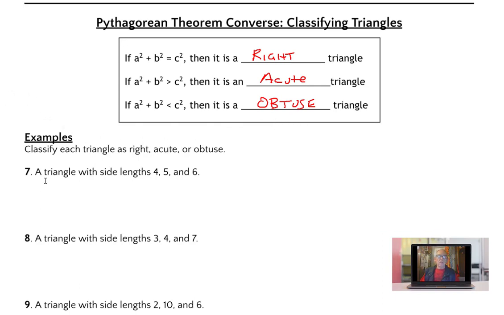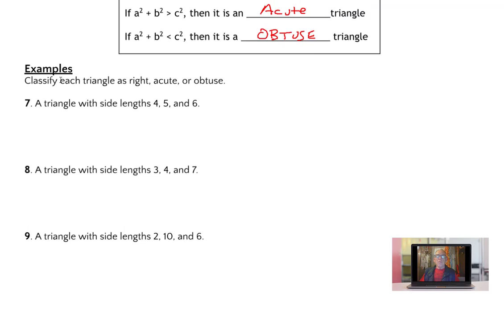So we want to classify these triangles. So we've got 6, 5, and 4. Our check is, are 4 squared and 5 squared equal to, greater than, or less than 6 squared? 4 squared is 16. 5 squared is 25. That adds up to 41. And 41 is greater than 36, which is 6 squared. That means this is an acute triangle. Greater than goes with an angle less than 90.